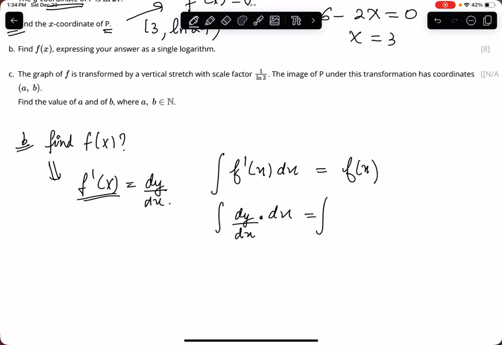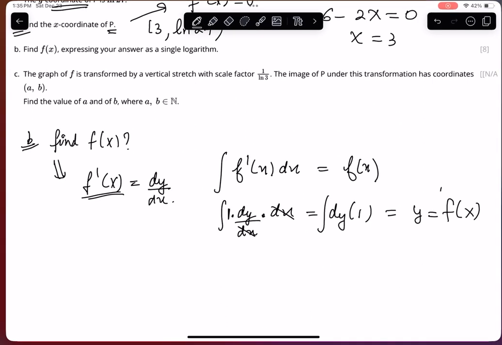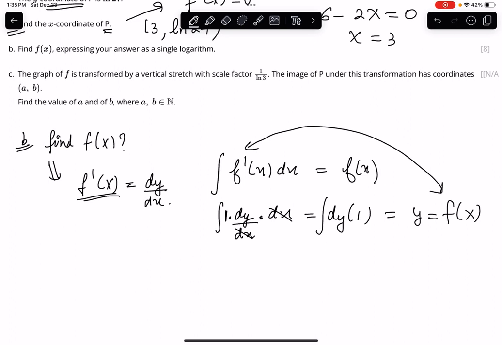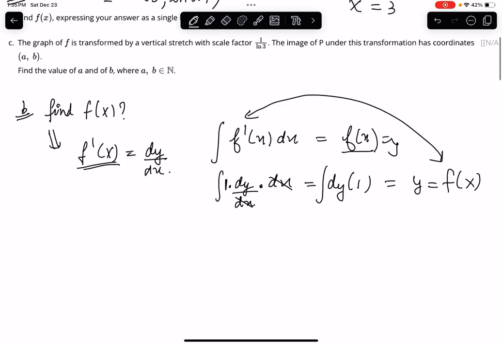So this becomes the integral of dy. If you think about it, this is 1 multiplied by dy by dx, so the dx cancels out. This just becomes the integral of dy times 1, and we know that the integral of 1 times dy is just y. You would have to add the constant here, but in this case, let's say the constant does not apply, then you simply get f of x. So we have just shown that the integral of f prime of x dx gives you f of x, which is y.